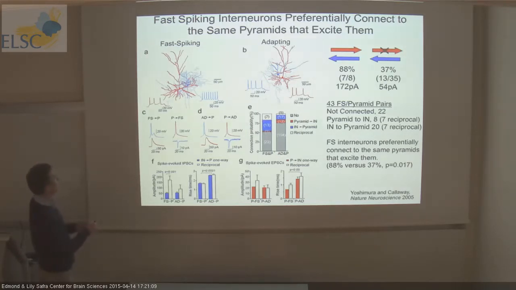And the first thing that we saw is that if you simply record from two cells that are right next to each other, one pyramidal cell and one fast-spiking cell, again in layer 2-3, the probability that an inhibitory cell connects to the pyramidal cell, or fast-spiking cell, depends on whether the excitatory cell connects to that. And that's sort of buried in this histogram here, but really summarized up here.